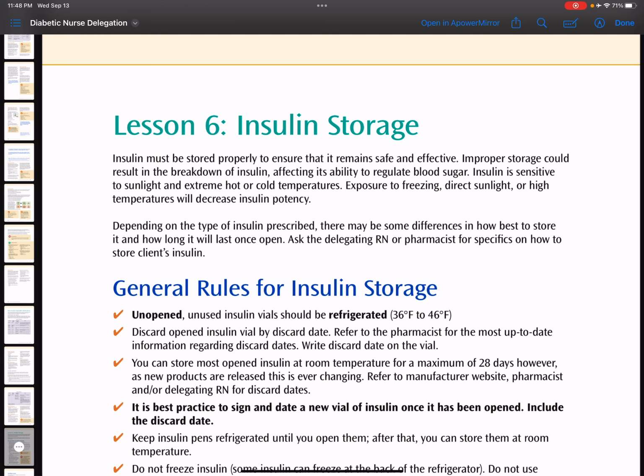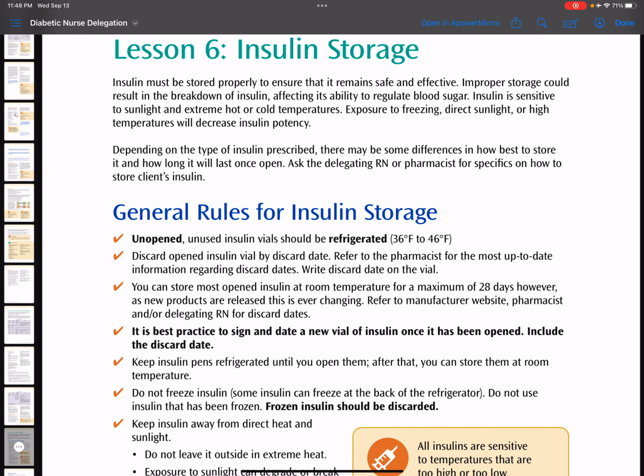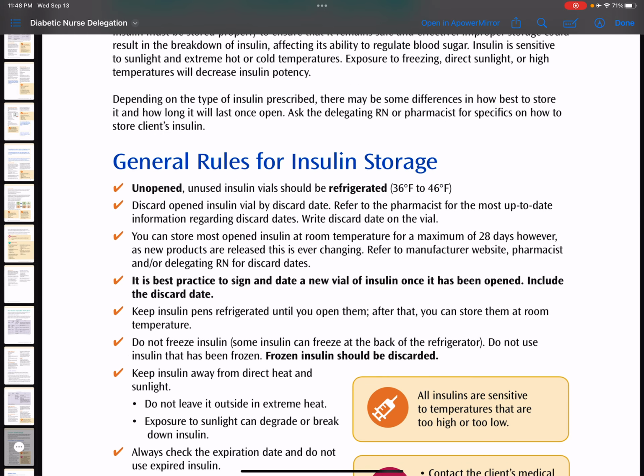The general rules for insulin storage are listed in your book very nicely. If it is unopened, unused insulin vials should be refrigerated between the temperatures 36 to 46 degrees Fahrenheit. You can store most opened insulins at room temperature for a maximum of 28 days. It's best practice to sign and date a new vial of insulin once it has been opened, and include the discard date on it too. Keep insulin pens refrigerated until you open them. After that, you can store them at room temperature.